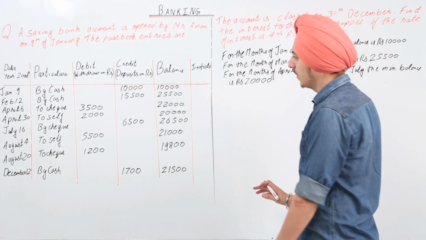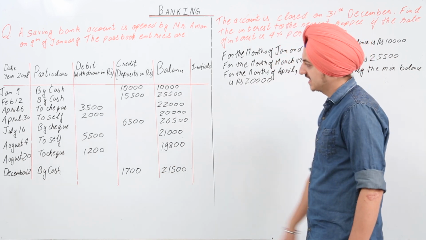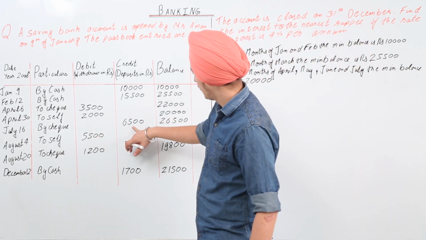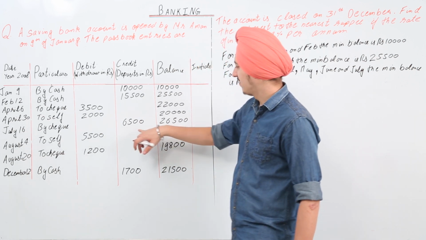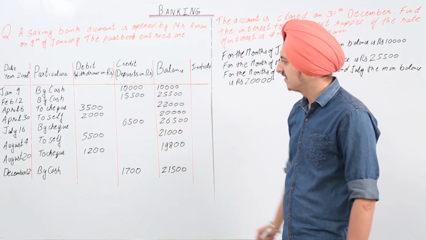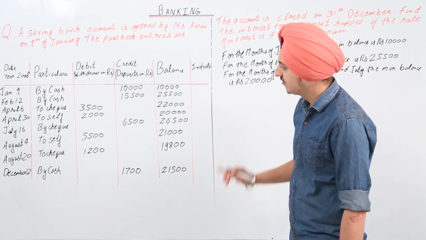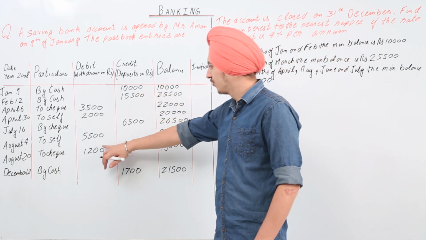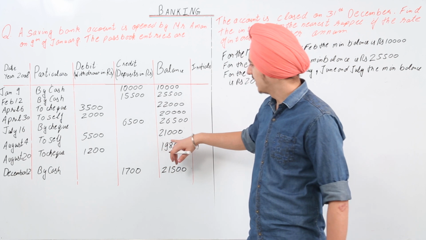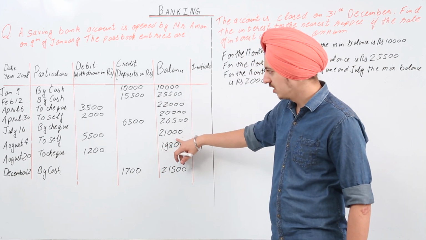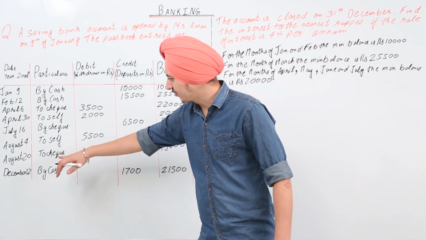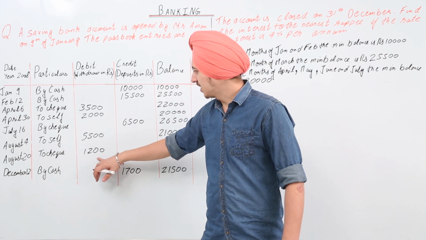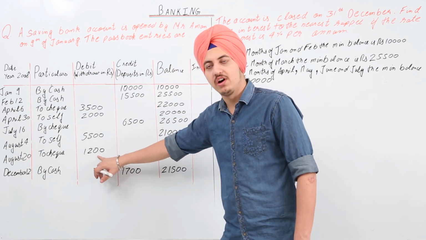So it's rupees 20,000. Now on the 16th of July, we have a deposit of rupees 6,500. So the balance is 26,500. On the August 4th, there is again a withdrawal of rupees 5,500. So the balance is 21,000. On the 20th of August, there is another transaction, that is a withdrawal of 1,200 rupees again.